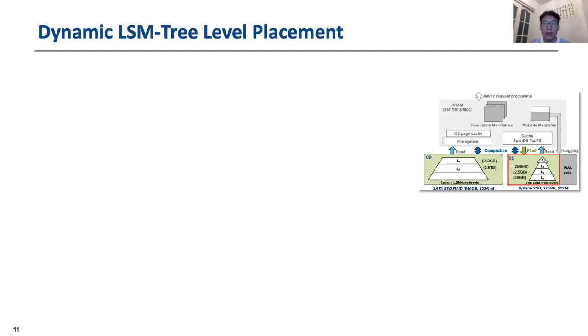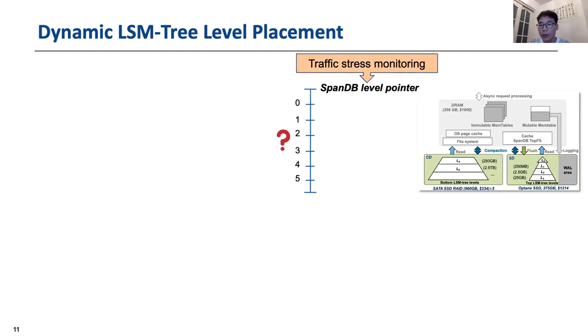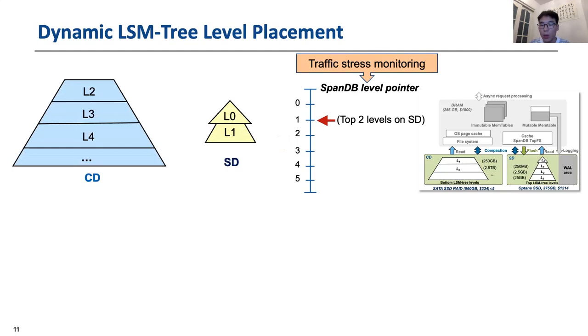But exactly how many levels should go to the SSD? The answer is workload and space dependent. SpanDB, with online traffic monitoring, may adjust its LSM tree level pointer. For example, here, this pointer is set at 1, assigning the top two levels, level 0 and 1, to the SSD. Such a setting works well for a write-heavy workload, where the SSD bandwidth is shared by the heavy WAL and flush traffic, and we would like the capacity disk to handle more reads and compaction.